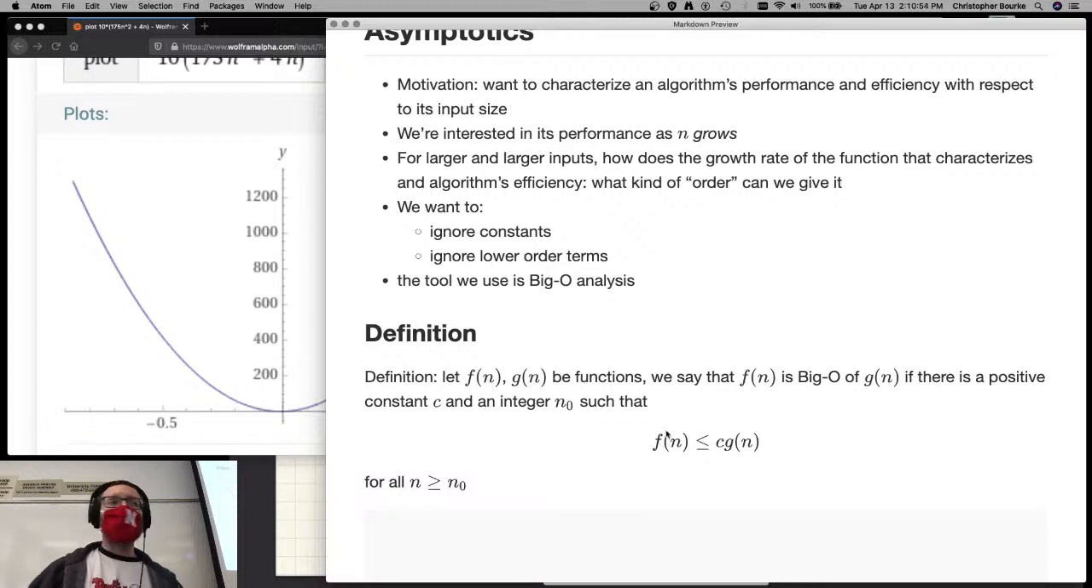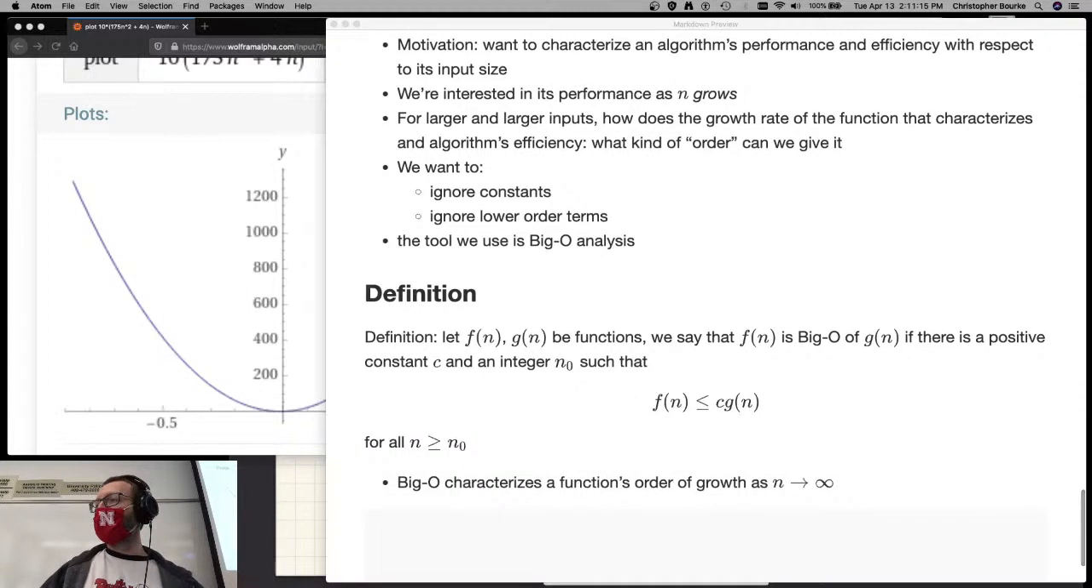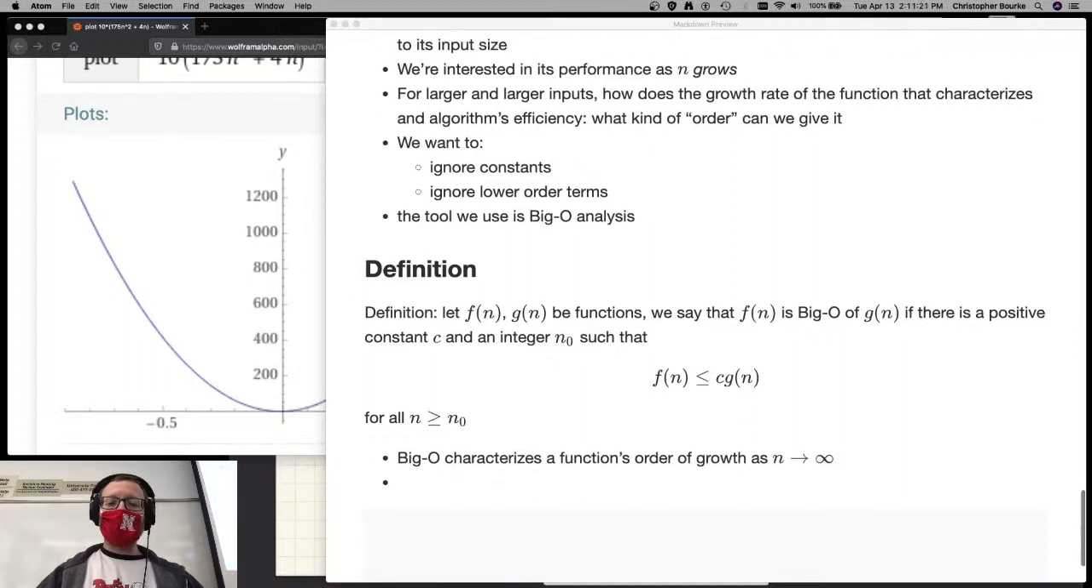The growth rate of f is at most the growth rate of g, or the growth rate of g is at least as big as the growth rate of f. It sets up a way to compare two functions and their relative growth rates. Ultimately, it characterizes a function's order of growth as n tends towards infinity. It basically says that g of n has a growth rate at least as big as f of n.